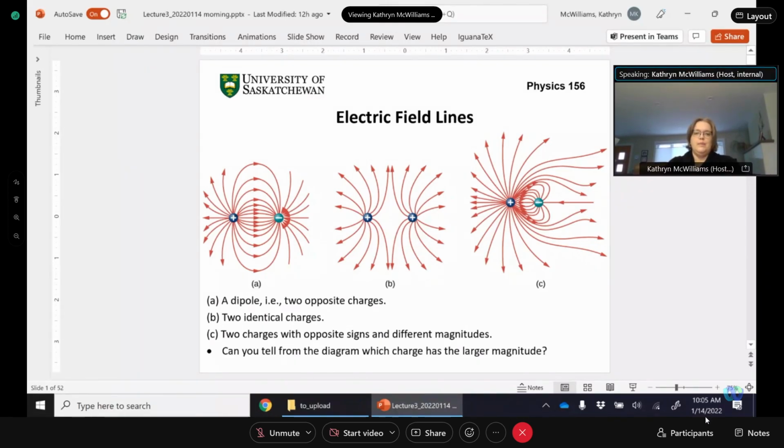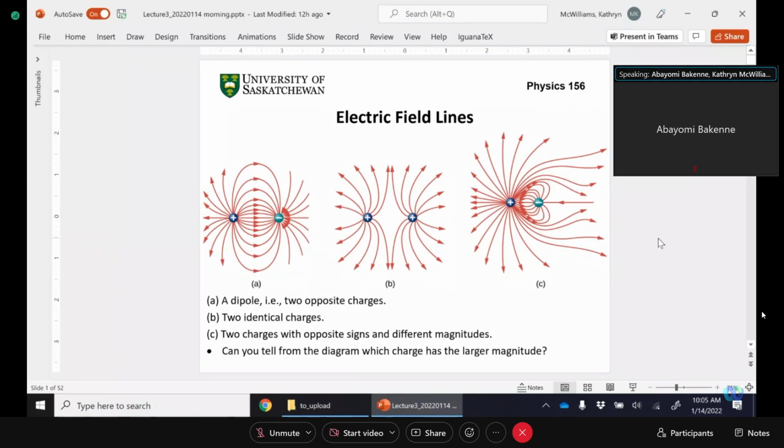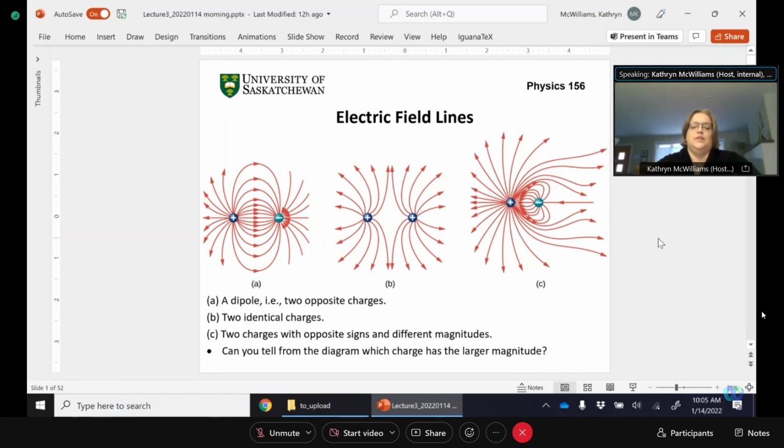Does anyone remember what the electric field means? It's related to force, right? So how would you describe the electric field using the word force? Oh, I see your hand up, Robin. We're not hearing you. Electric force per unit charge. Exactly. The electric field is the force per unit charge, which is well remembered.